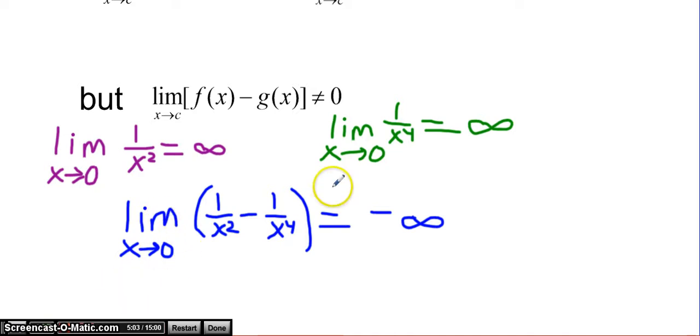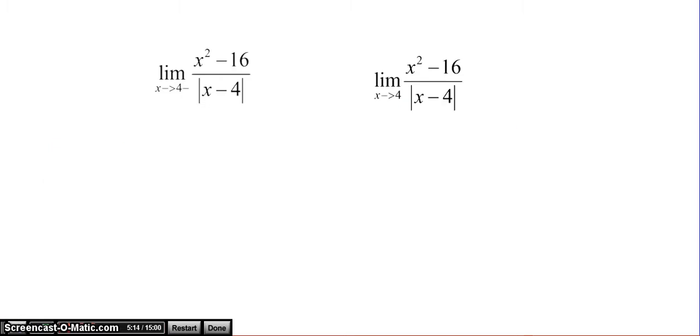I also apologize. You may or may not notice that the writing is getting a little bit sloppier. My stylus has stopped working, so I have to write with the mouse now. Fortunately, there's only one more example. So, on to that last example.